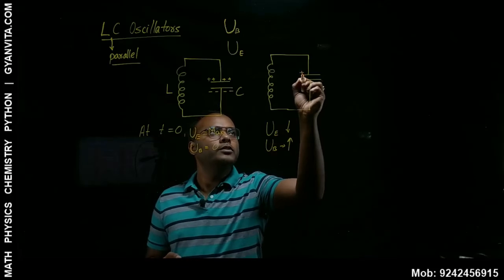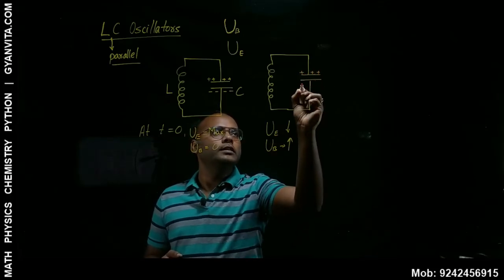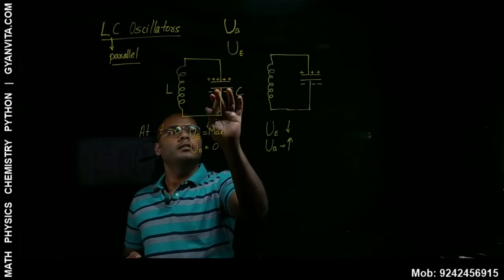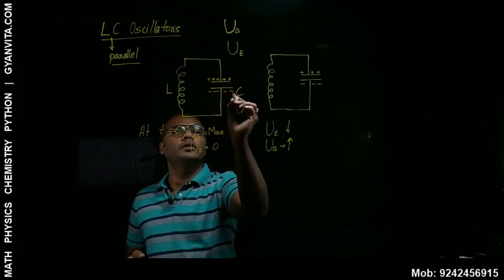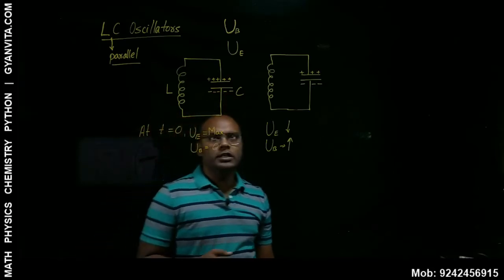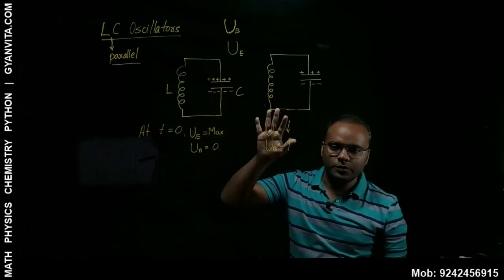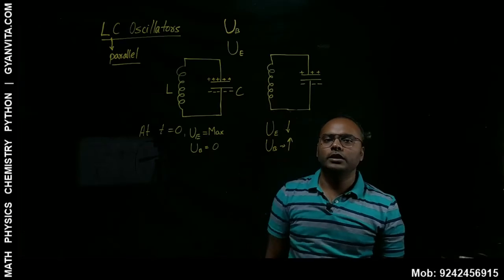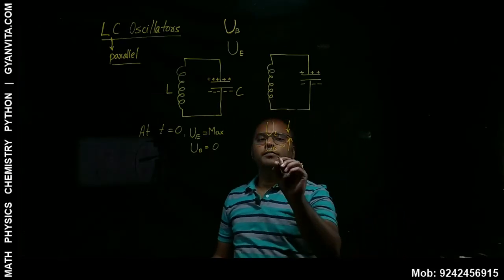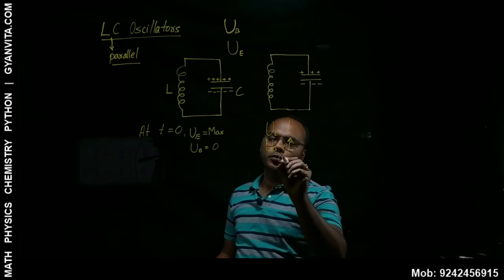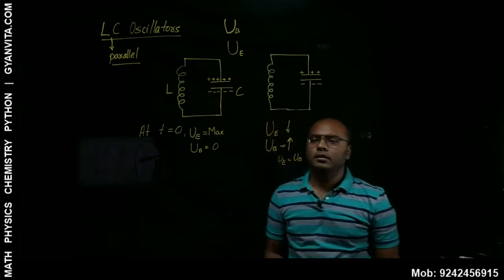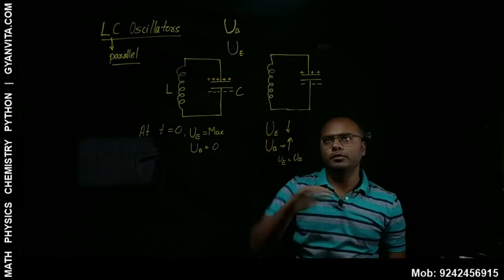Why? Because now there is a discharge here. So you can see here, the charges are shown to be decreasing. That means we are showing that it is actually discharging. So fewer charges here, that means we want to show that it is discharging, right? And obviously there will be a situation when UE will be equal to UB. Gradually there will be a situation like that.